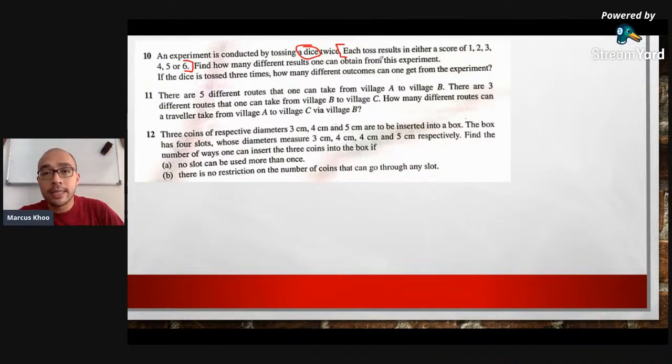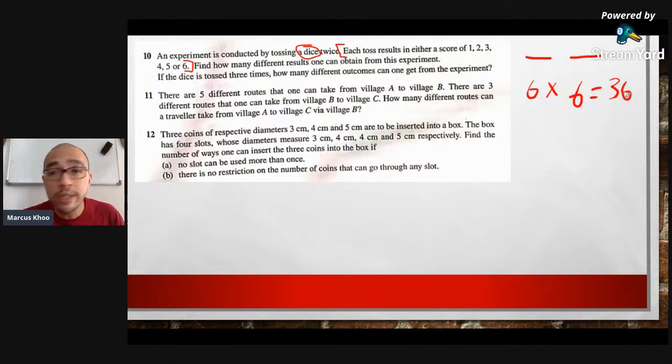So find how many different results one can obtain from this experiment. Okay, let's put this into perspective once again. Okay, so first time, second time. So the first time, how many kinds of results can we get? Since there are 6 numbers, there will be 6 kinds of results lah. Either kau dapat nombor 1, nombor 2, nombor 3, nombor 4, nombor 5, atau nombor 6. Okay, then the second time you throw the die, same thing also, you will get another 6. So how many possible results can you get? You will get 36 types of results.